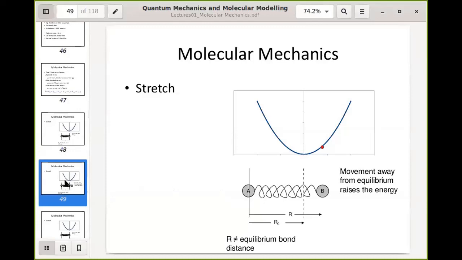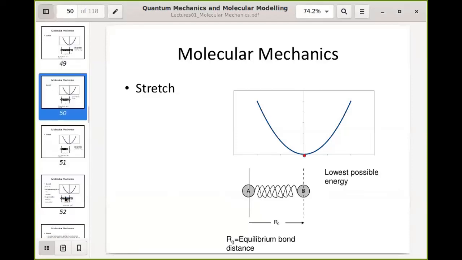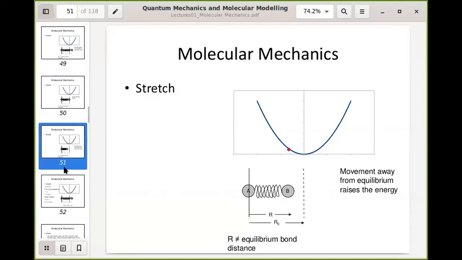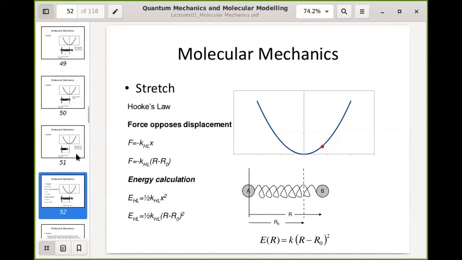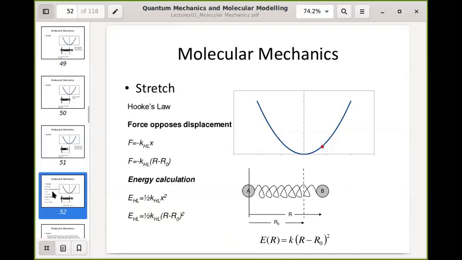And of course, if you displace to the right, the energy will go up, and you can relieve that energy by moving back. If you compress the spring instead of stretching it, again, the energy goes up, and it will want to relax back to equilibrium. From physics, Hooke's law says that force opposes displacement, and that you can get an energy for the spring of a half of the spring constant times the displacement squared.